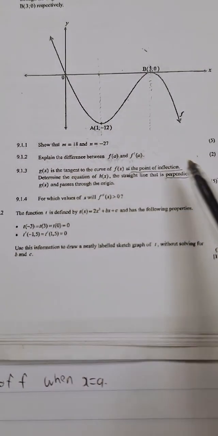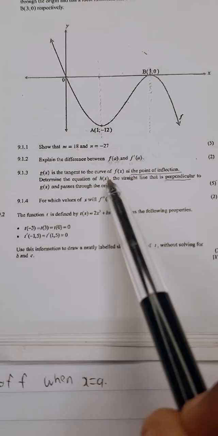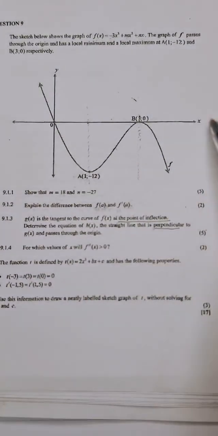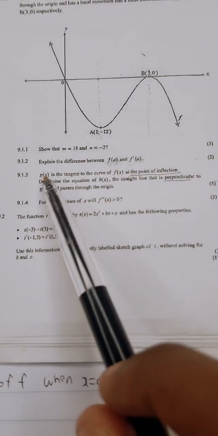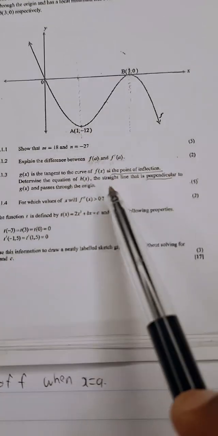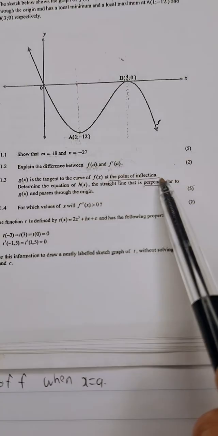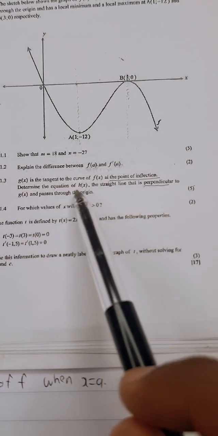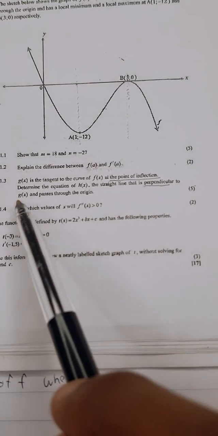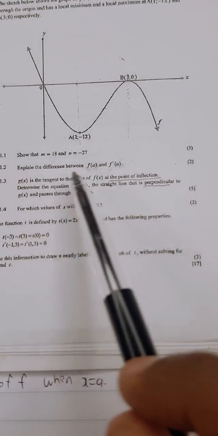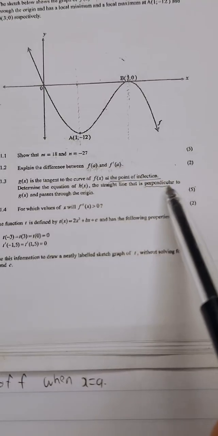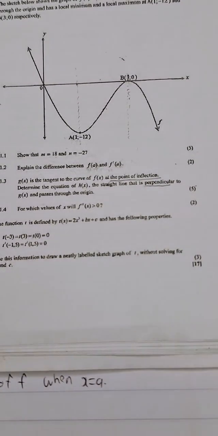We were asked basically to find the equation of h of x. We're given a function f of x, which is here. Then we're told that g of x is a tangent to the curve of this function, specifically at the point of inflection. And then we were told to determine the equation of h of x, the straight line that is perpendicular to g of x. Remember, g of x is the tangent to the curve of f. And it passes through the origin.